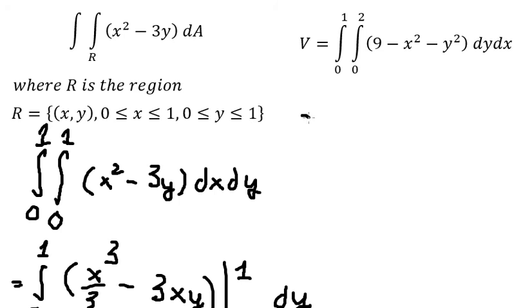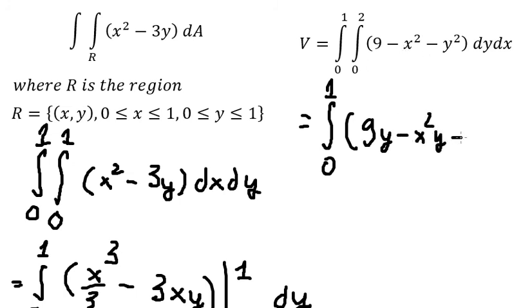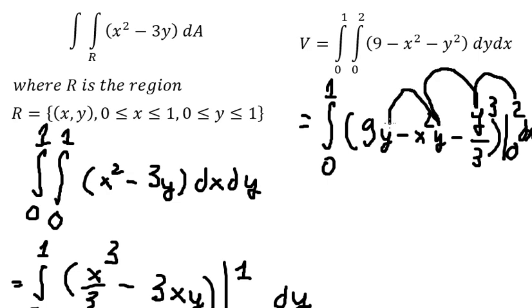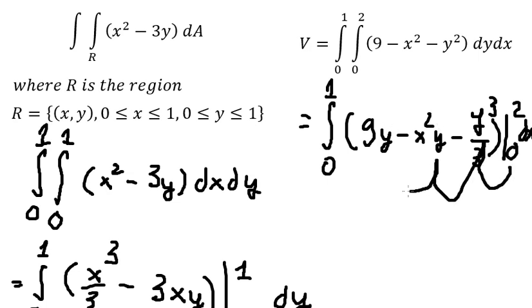Now let's go to the next one. We have dy, the integration of 9y. The integration of x squared times y, so you have negative x squared y. The integration of y squared, we have y to the power of 3 over 3. And I will put the bounds from 0 to 2. So I will put 2 going here, 0 going here.